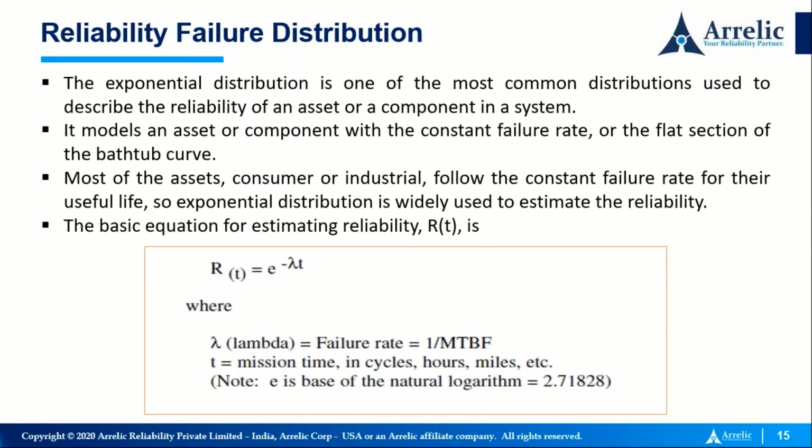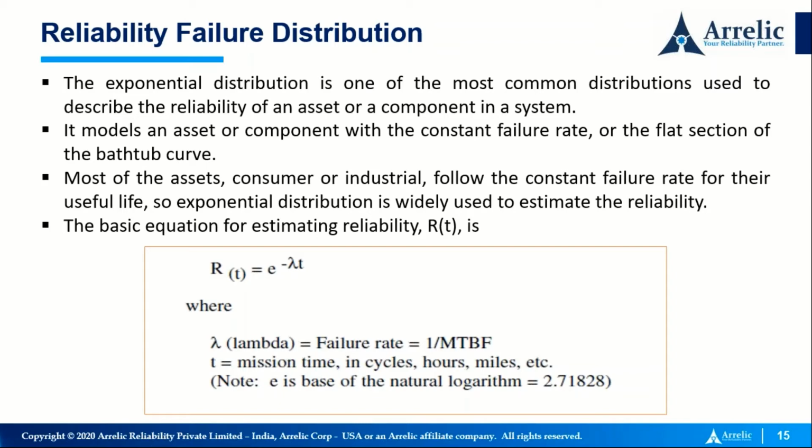The exponential distribution is one of the most common distributions used to describe the reliability of an asset or a component in a system. It models an asset or component with a constant failure rate, the middle section of the bathtub curve. Most assets, consumer or industrial, follow the constant failure rate for their useful life. So the exponential distribution is widely used to estimate reliability.